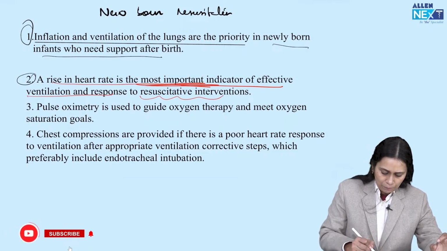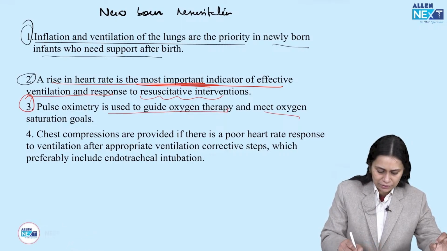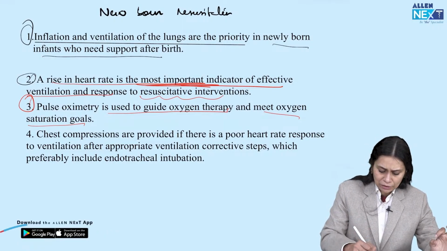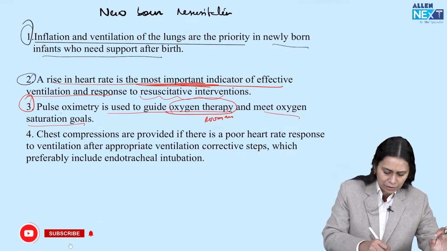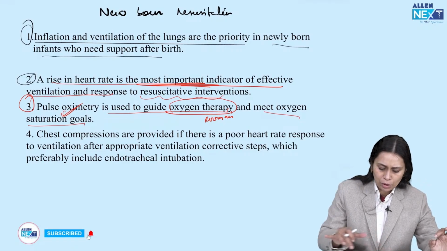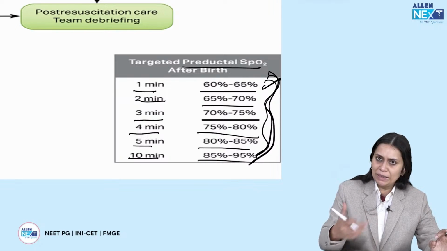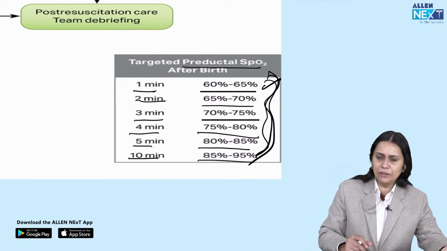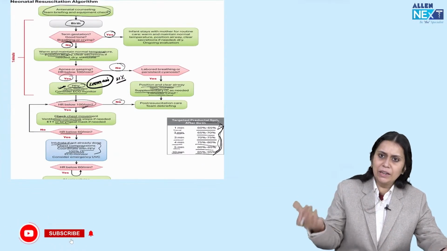Pulse oximetry is used to guide oxygen therapy and meet the oxygen saturation goal. So the pulse oximeter guides whether I am giving room air or adding supplemental oxygen, depending upon its value. And I told you the value we need to achieve, depending upon the minutes after birth. After 10 minutes, definitely 85 to 95%. If it is less than that, we add oxygen. Before that, we give just room air.